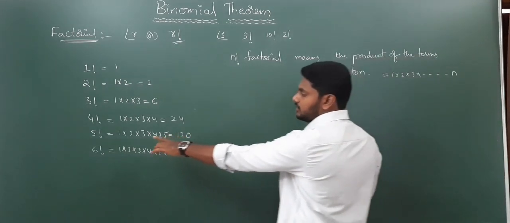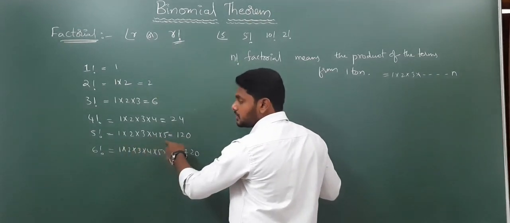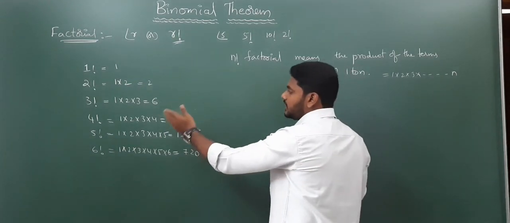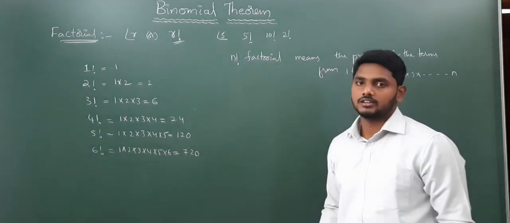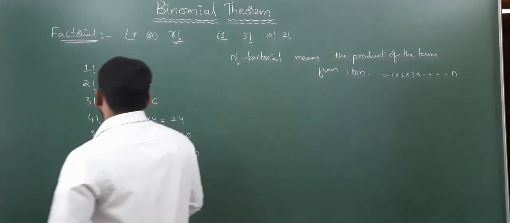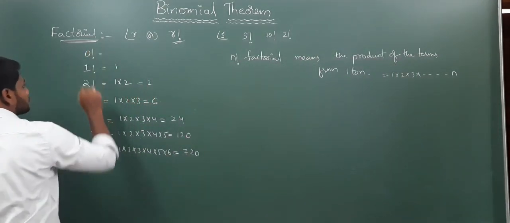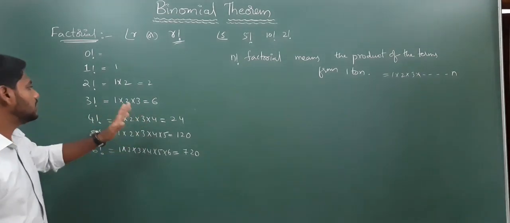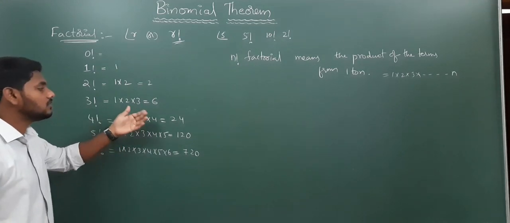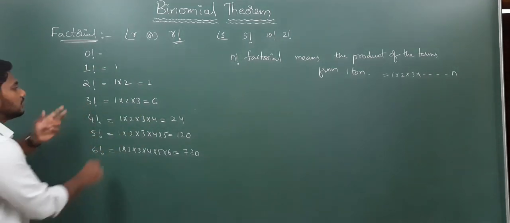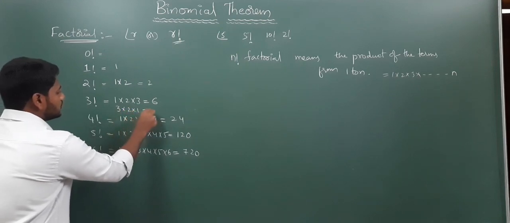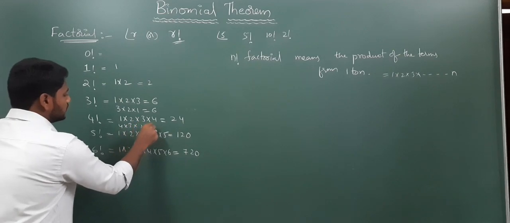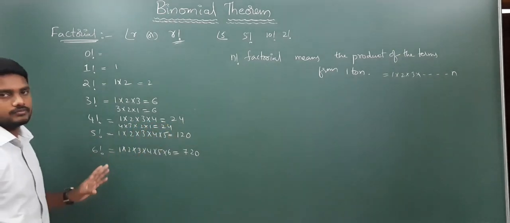Like 5 factorial: 5 factorial means the product of the numbers from 1 to 5, that is 1, 2, 3, 4, 5. 3 factorial means 1 into 2 into 3. Like that we write factorials. And again, we have 0 factorial also. You may say, sir, 3 factorial means 1 into 2 into 3, or 3 into 2 into 1. You can write it in ascending or descending order, no problem. 3 factorial can be written as 3 into 2 into 1, which is the same. 4 factorial can be written as 4 into 3 into 2 into 1, which is equal to 24. As you wish, you can go.